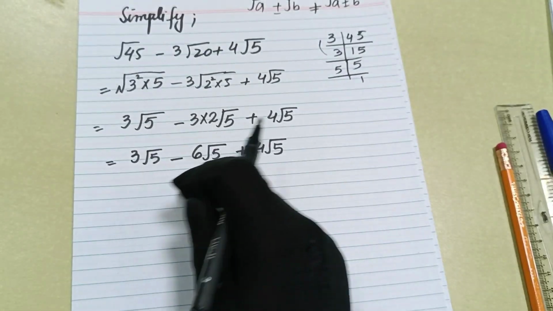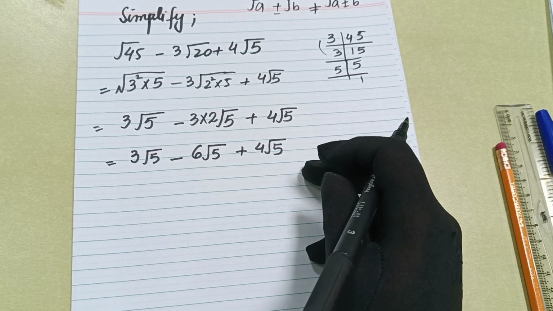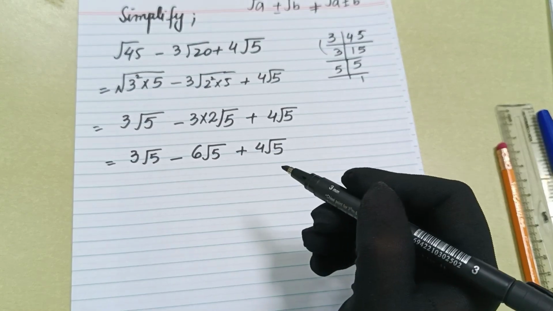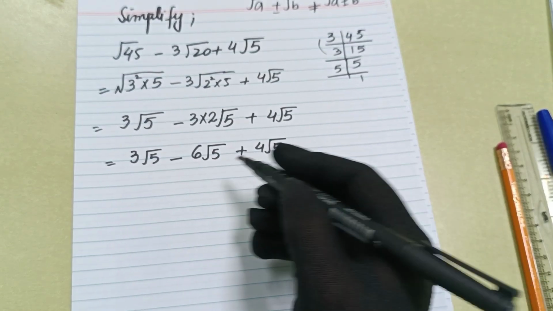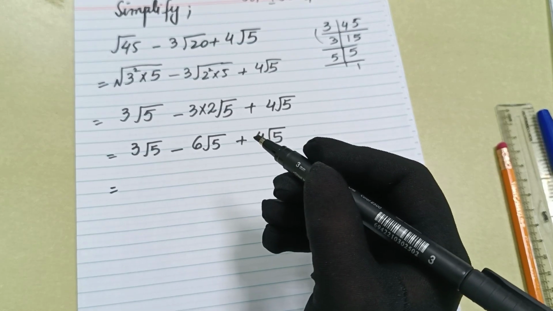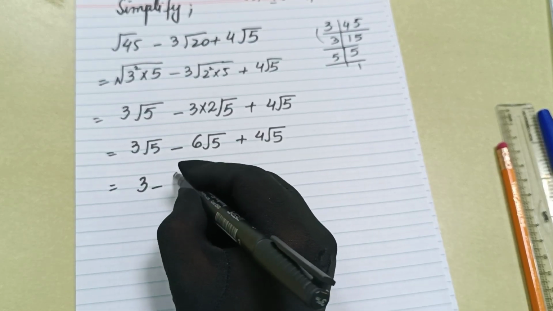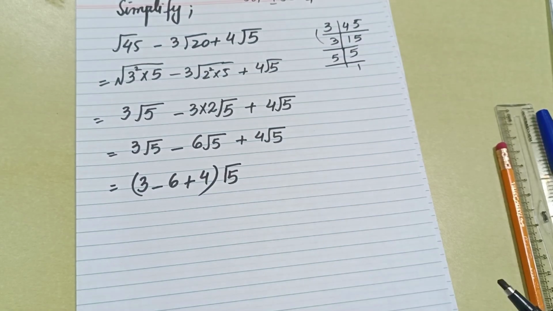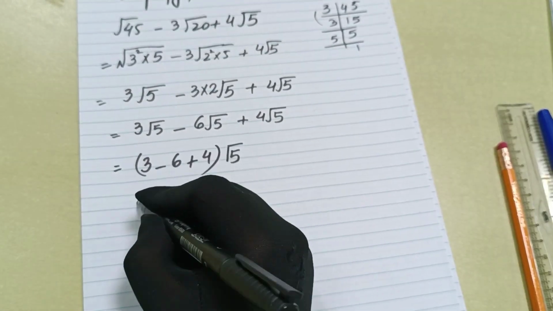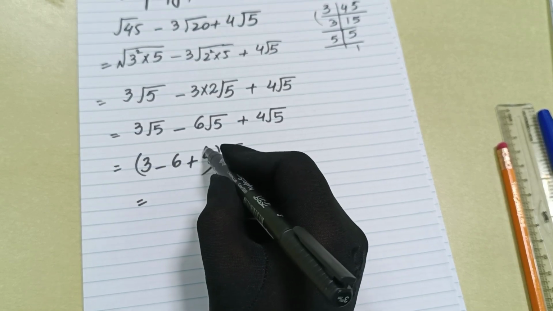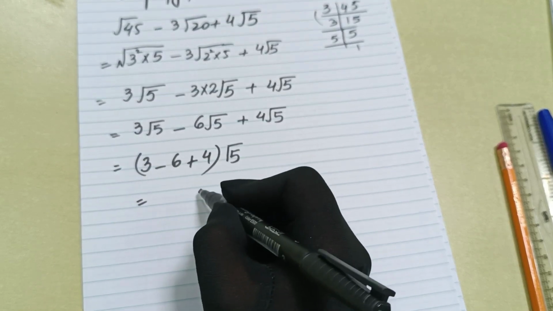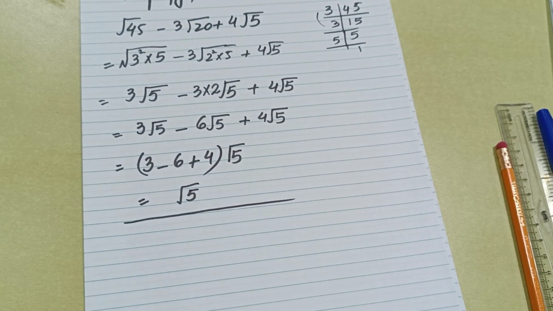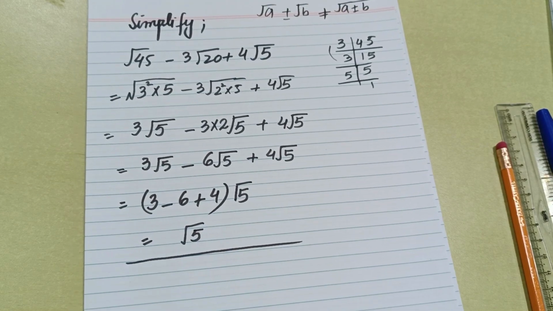Now look at these terms. These terms are called like surds because the surd values are same: under root 5, under root 5, under root 5. So what we have to do in this case is simply solve their coefficients like 3 minus 6 and plus 4, with the same surd. Means we will solve the coefficients 3 and 4 positive. 3 plus 4 is 7, 7 minus 6 is 1. 1 no need to write, so its answer will be only root 5. Okay, like this it is being solved.